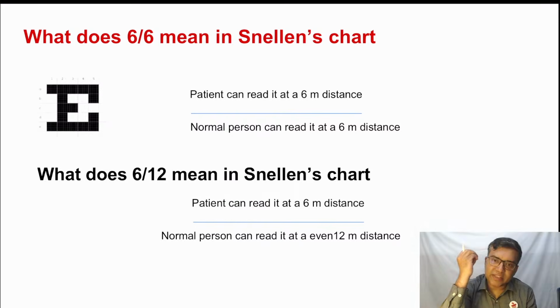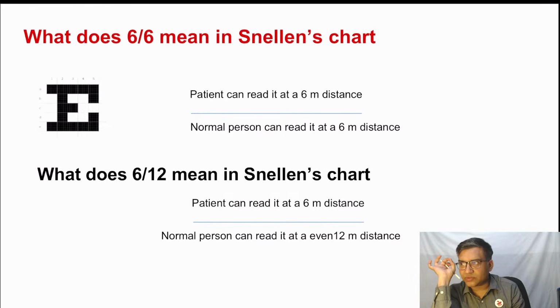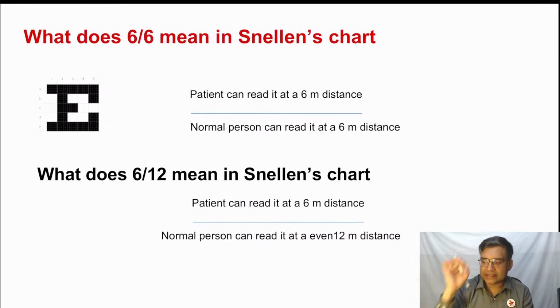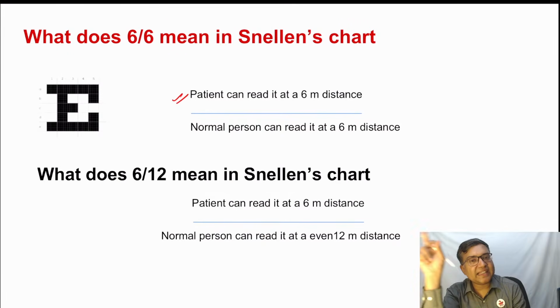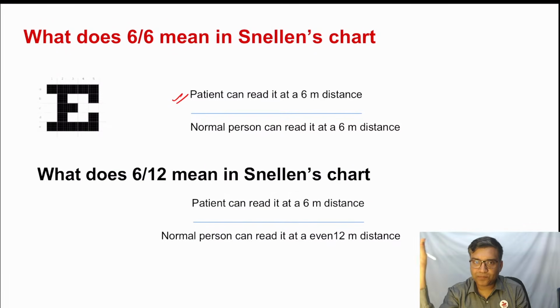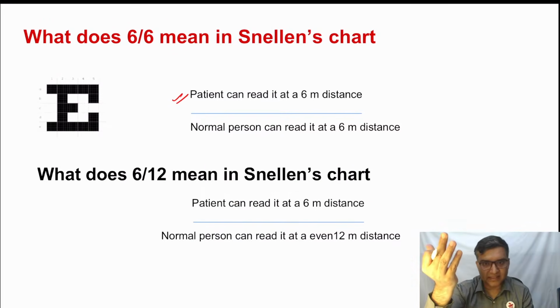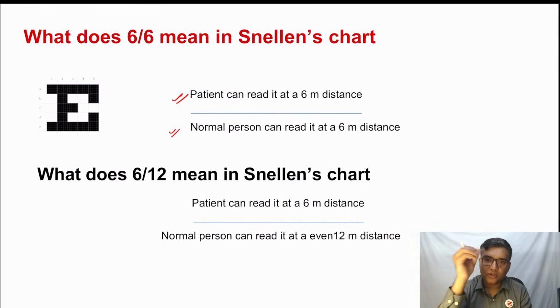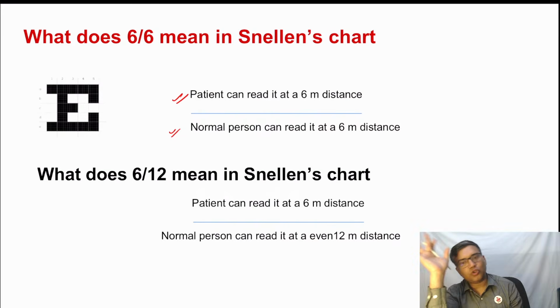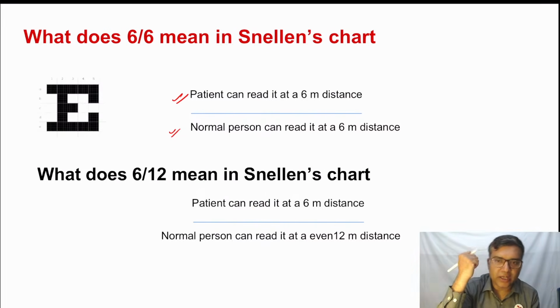If the patient is having a 6/6 vision, that means my patient can read the smallest letter at 6 meter, and a normal person can also read it at 6 meter. So my patient is having a good visual acuity like a normal human being.